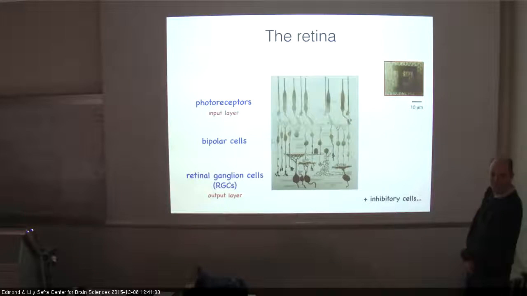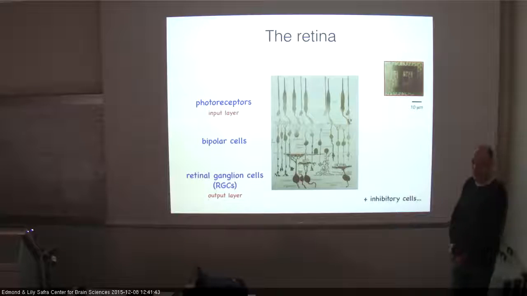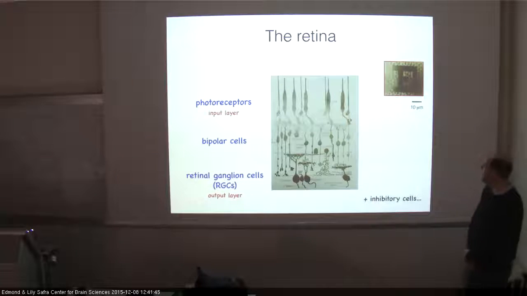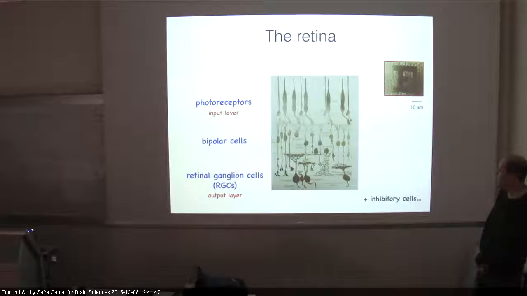The rods are the more low light sensitive. I mean, they're more sensitive. They're the ones that we use in low light conditions. The cones are less sensitive to light, but they have a narrow spectral sensitivity, so they provide us with color vision, and we have three types of cones.